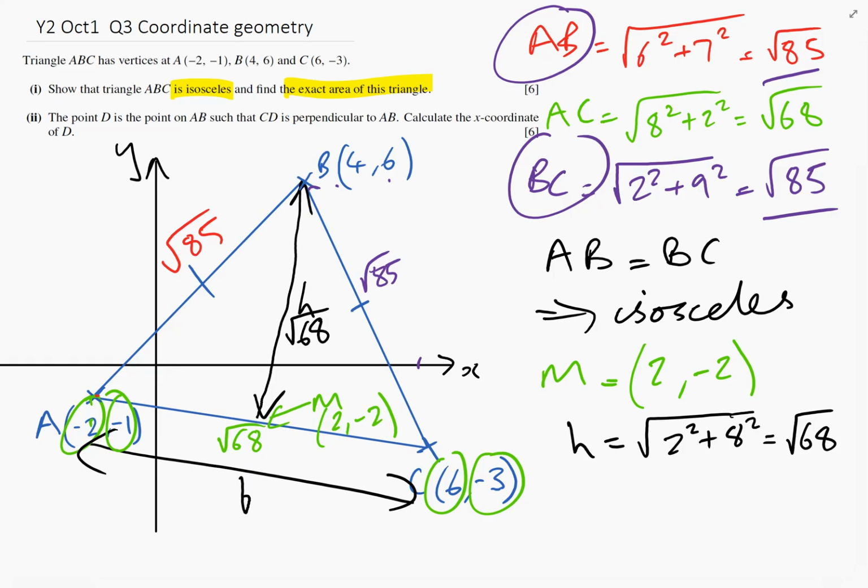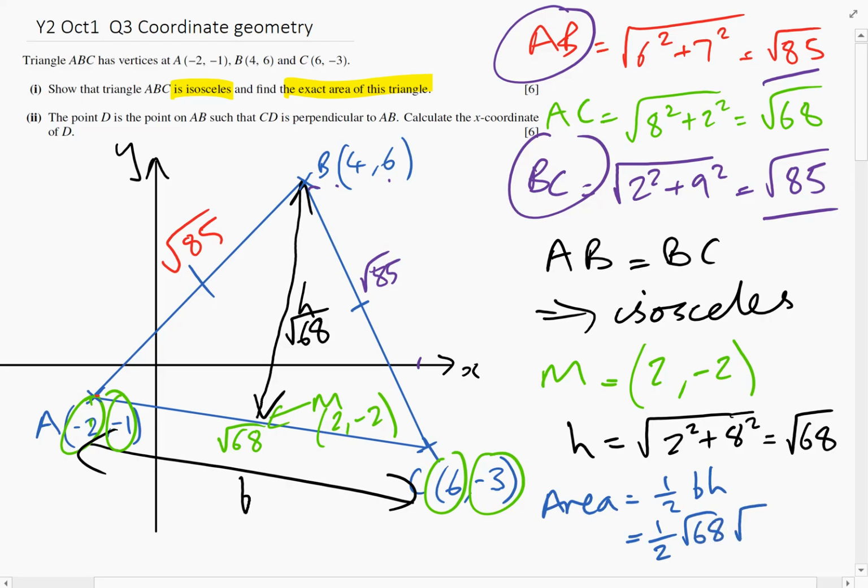And so what we've got to do now to find the area is do a half the base times the height, which is half of root 68 times by the height, which is also root 68, and so that's root 68 squared, which is just 68, and then we half it, that will be 34. So the area is 34. That's the answer to part 1.